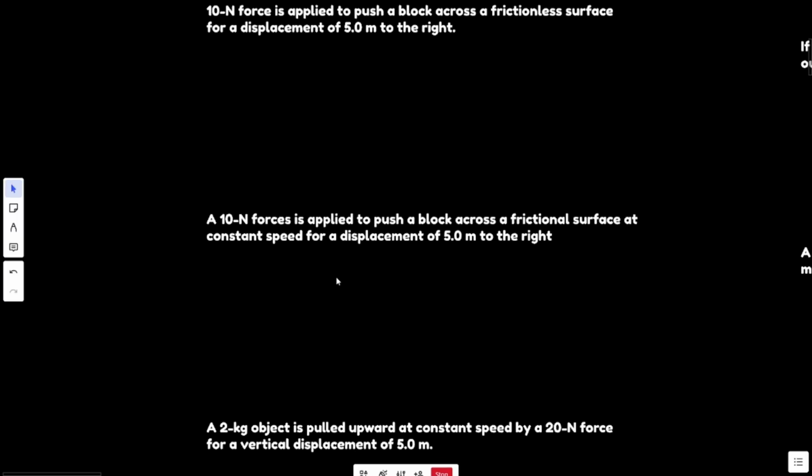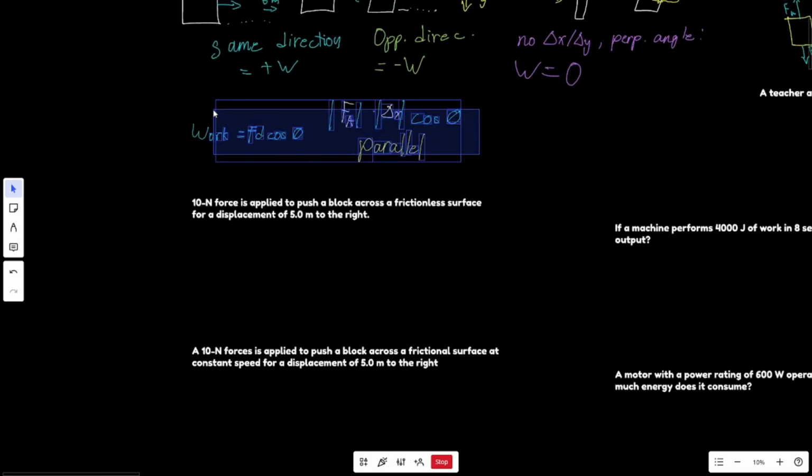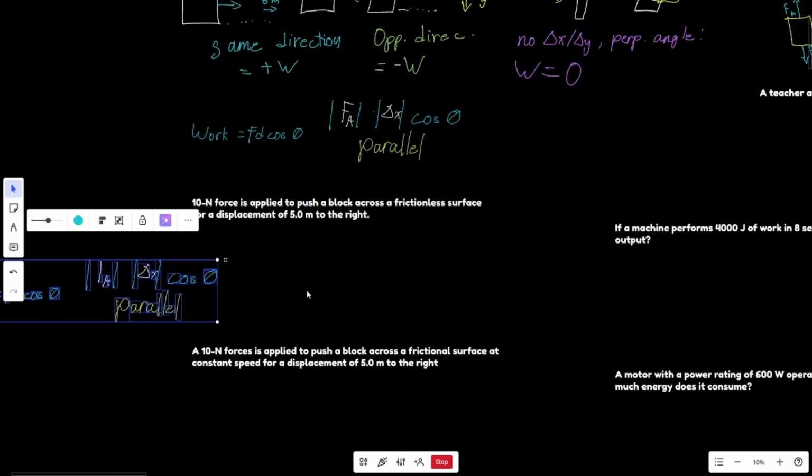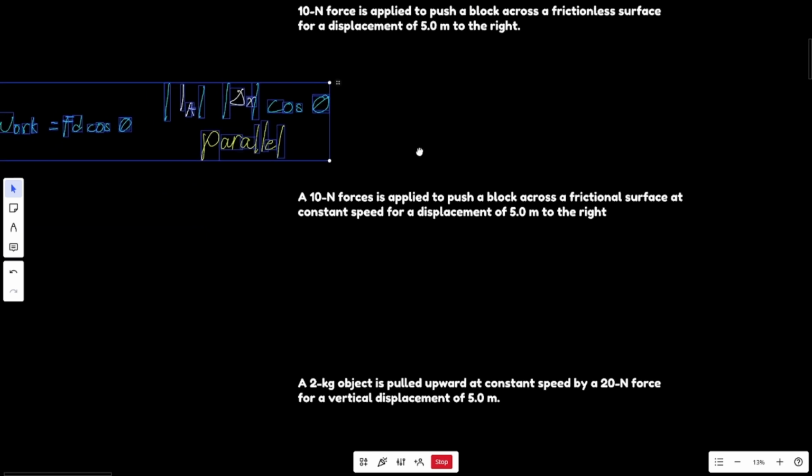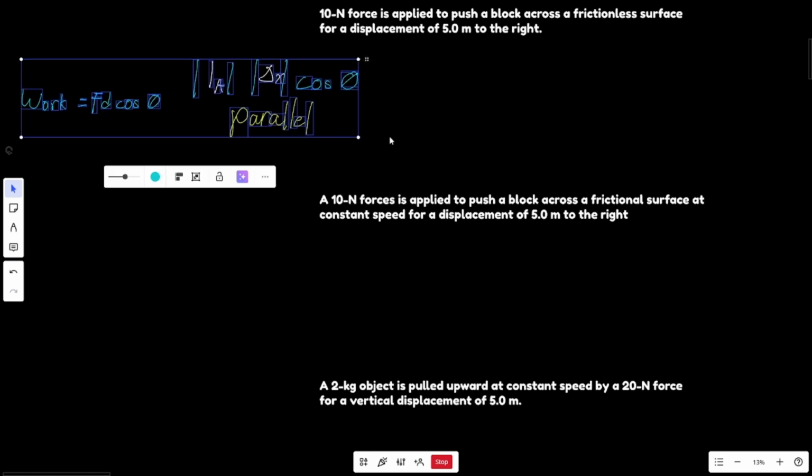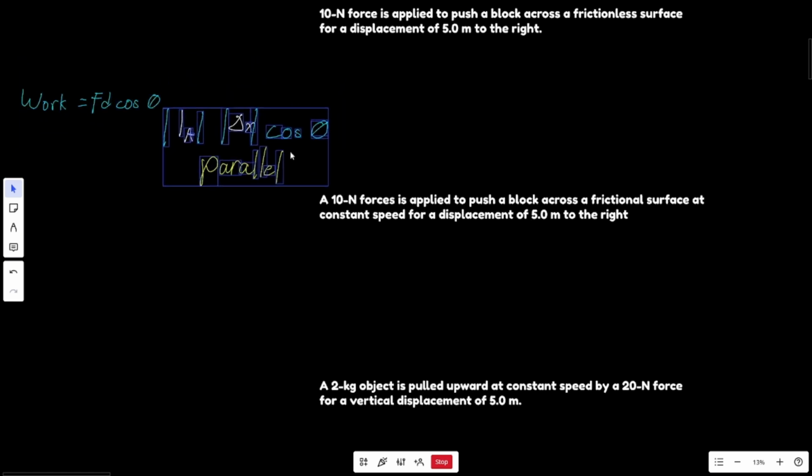So we're going to recount this formula here. Okay, and I'll just shrink this.